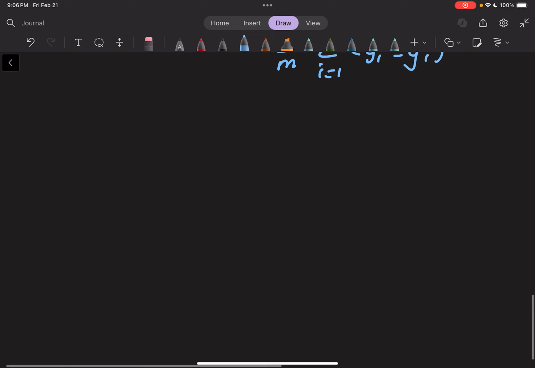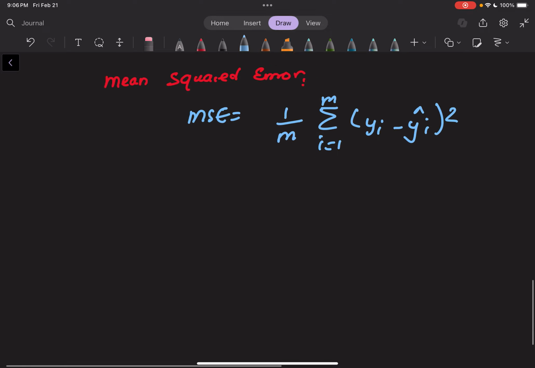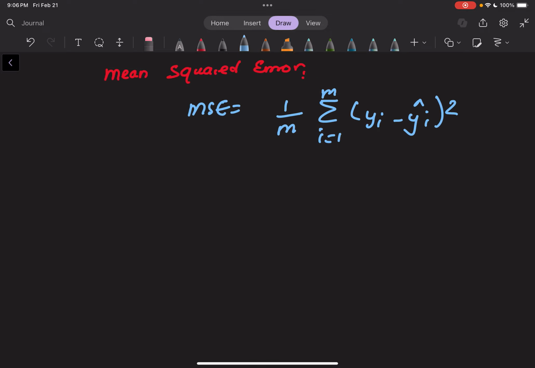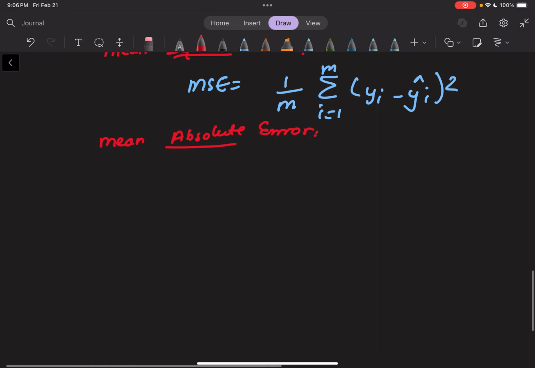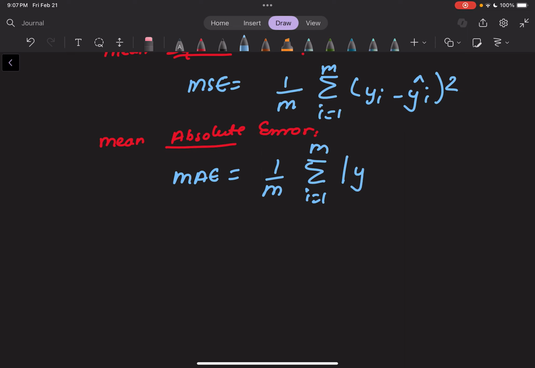Okay, now we will look at something that's very similar, which will also help us in evaluating our model, and it's the mean absolute error. What is mean absolute error? Very similar. The only difference here we see is the term absolute, right? So your MAE is going to be 1 by m, sum from i equals 1 to m, and then here, instead of squaring, I'm taking the absolute value.